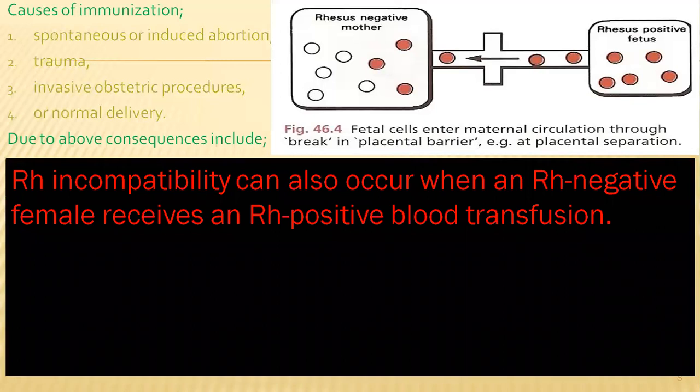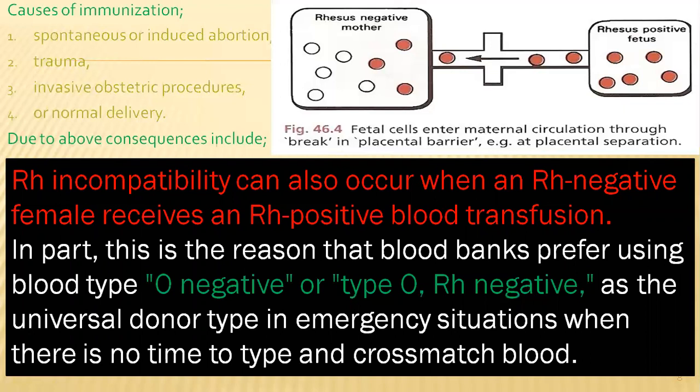The other mechanism for rhesus incompatibility: it can also occur when a rhesus negative female receives a rhesus positive blood transfusion. So when you're doing a blood transfusion and you give rhesus positive blood to a rhesus negative woman, that woman will start becoming immunized. She will develop antibodies against the rhesus antigen, and then when she's pregnant, those IgG immunoglobulins can cross and go and attack the baby.